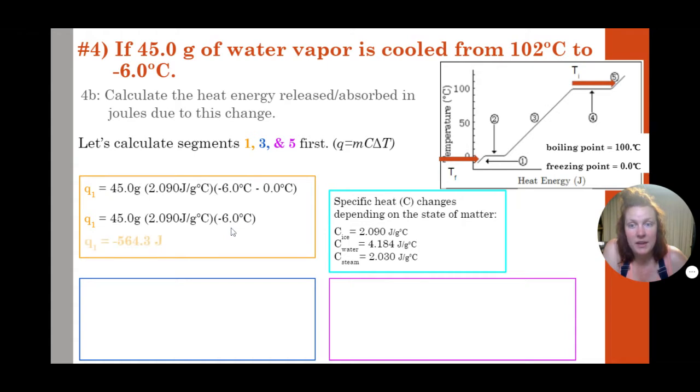We're going to multiply those values together, and we end up with -564.3 joules. Now, I'm not going to round anything right now. I'll just leave the number raw, and I'll come back to it later.